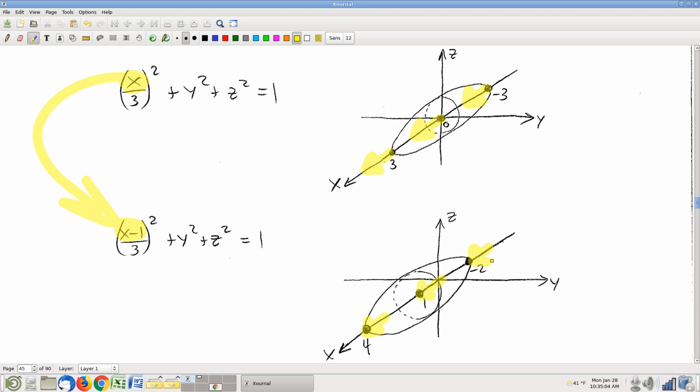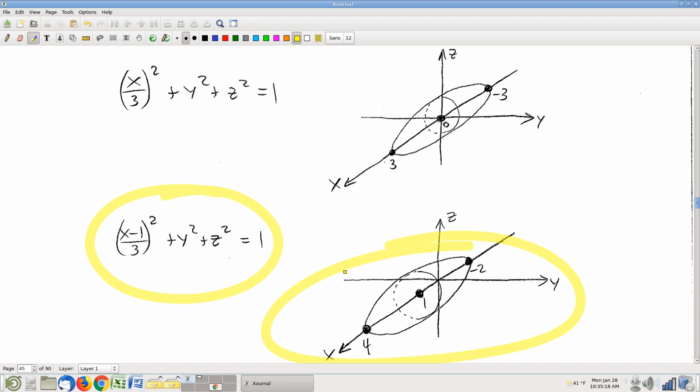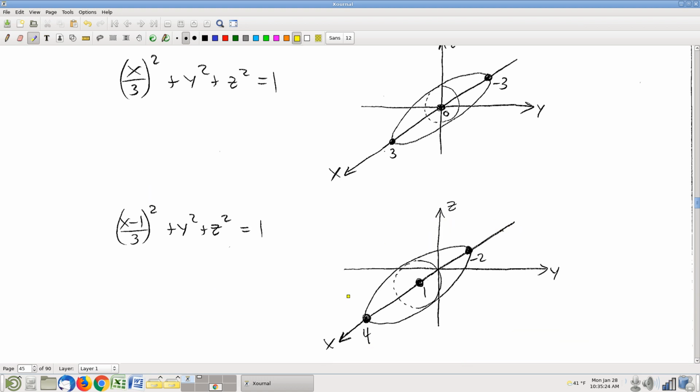Great question. Thank you. Okay, is everybody on board with what happened here? Okay, all right. So that was the equation we're interested in, and here's what it is. It's an ellipsoid centered at 1 on the x-axis, and so on. Okay. All right. So now to your question.